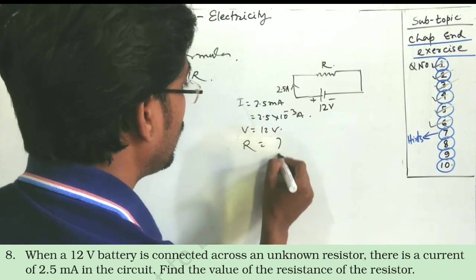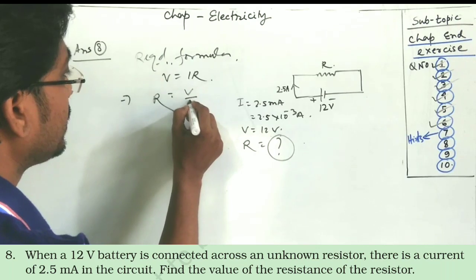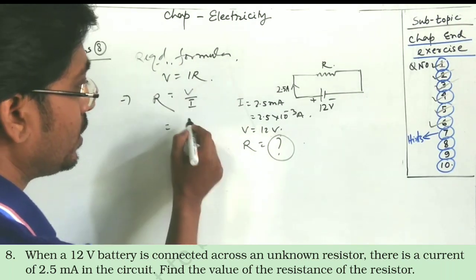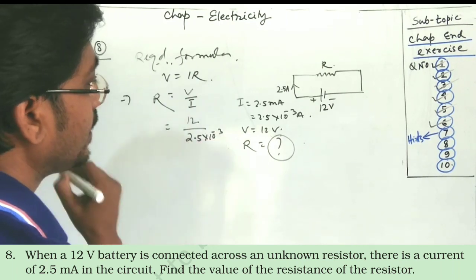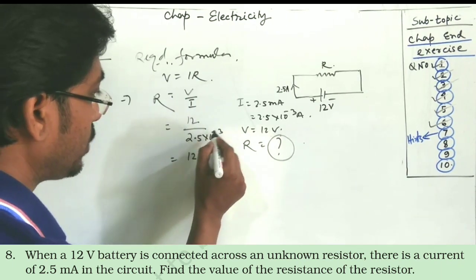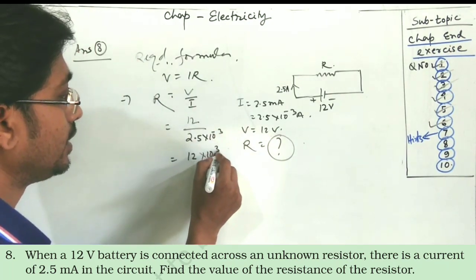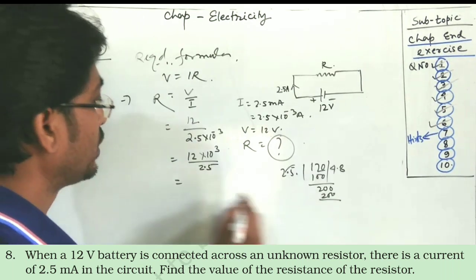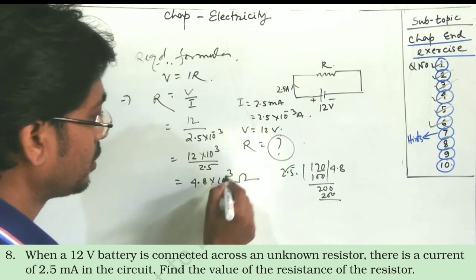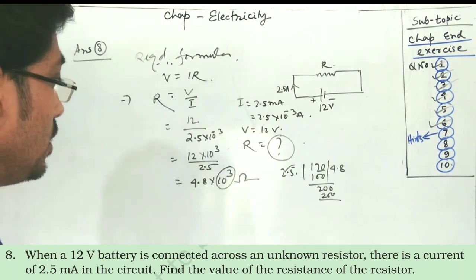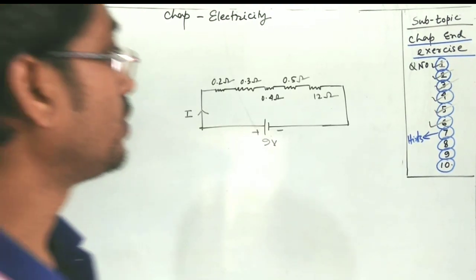R is equal to, what will be R? You have to find it out. R is equal to V by I. So V is given here 12 volt, I is given here 2.5 into 10 to the power minus 3. If this 10 to the power minus 3 goes to the numerator, then it will be 12 into 10 to the power 3 by 2.5. So it will be 4.8 into 10 to the power 3 ohm. Actually 10 to the power 3 means 1000. So it will be 4.8 kilo ohm. Number 8 we have completed.